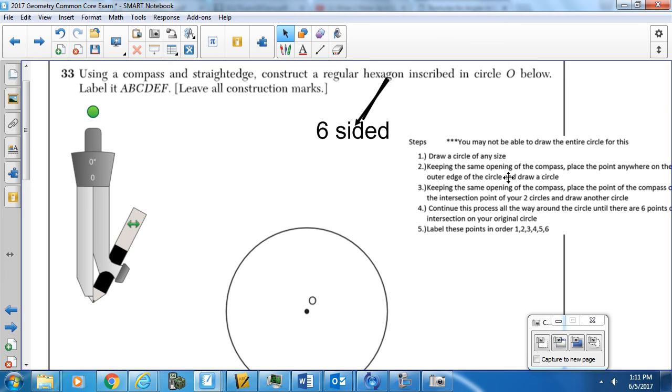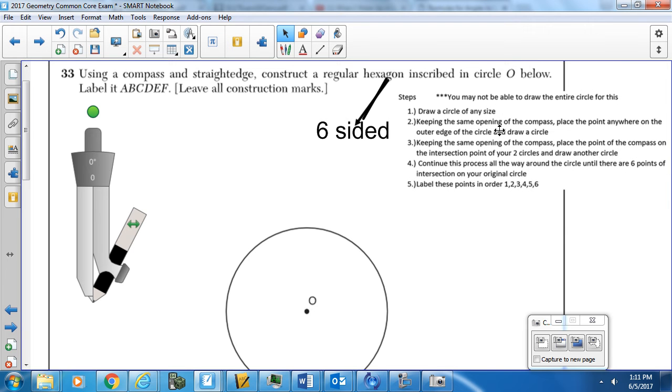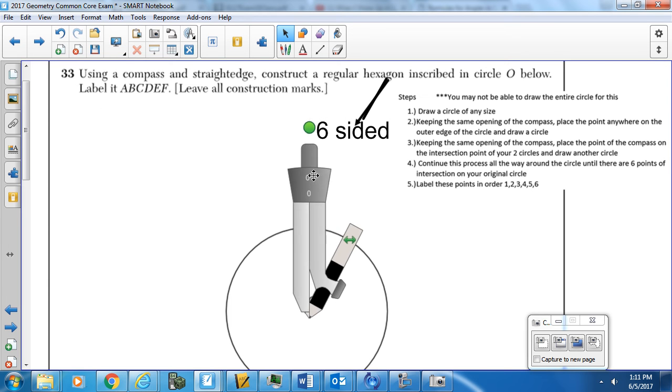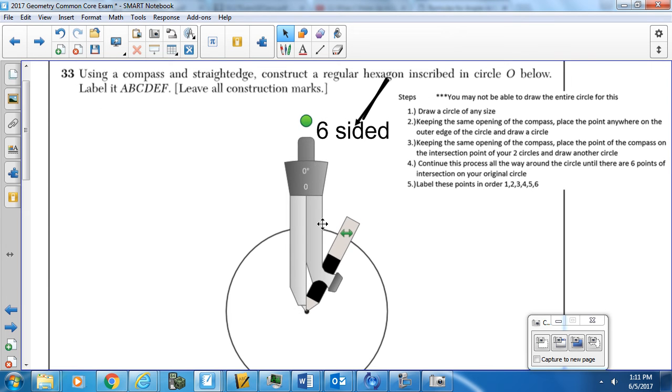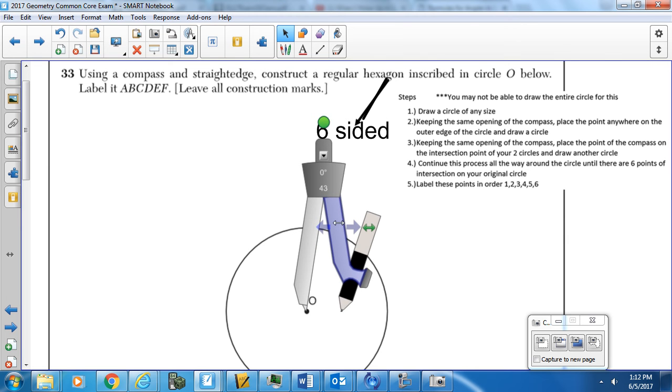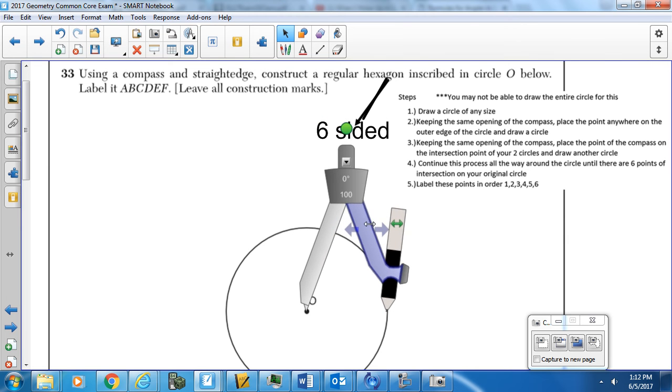All right, so 6-sided. Here are the steps, and I want you to write down these steps. All right. So draw a circle of any size. In this case, you don't have to draw the circle because the circle is already drawn for you. But you are going to want to figure out what the radius is. So when you see step 2, it says keeping the same opening of the compass, place the point anywhere on the circle. So really what that's saying is find the radius. These directions I have here is if you start off and had to draw the circle yourself.